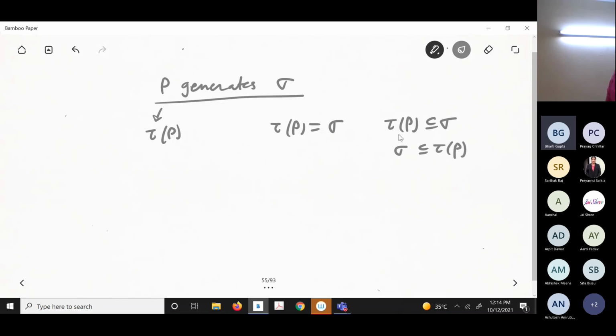That means if you take any open set here, you'll have to show it is open here. And similarly, if you have an open set with respect to sigma, then you'll have to show it is open here. That is the only way to prove two topologies are the same. So you'll have to do it. This is the general thing. Now if you apply on it the map to minus pi by 2, pi by 2, you get this thing.